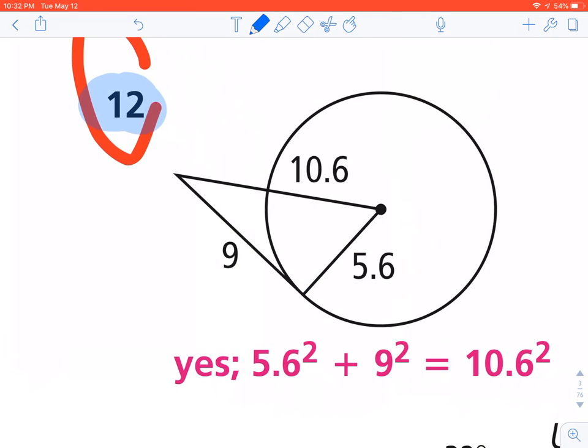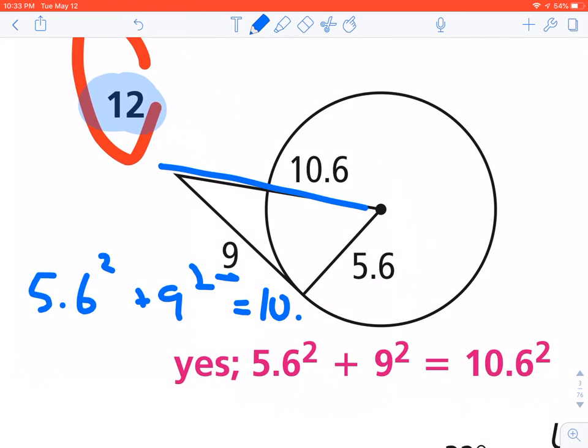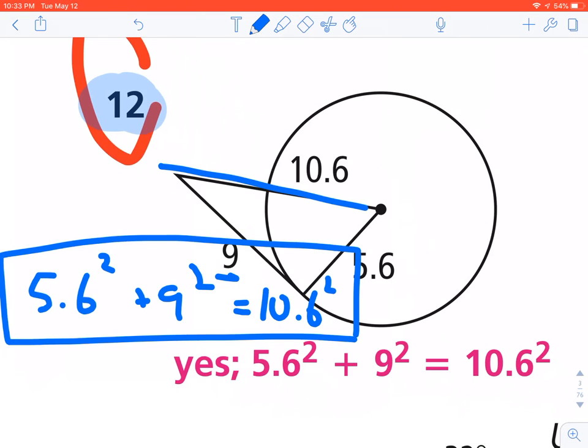otherwise, if you know that 10.6 is representing this entire length, then your setup should be very straightforward. 5.6 squared plus your other leg is 9 squared is equal to 10.6 squared. Okay, so type that in your calculator. You should have no issue seeing that is a true statement, and having your answer there.